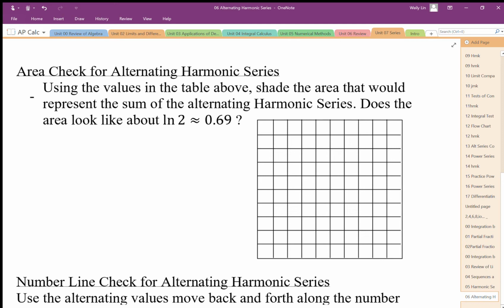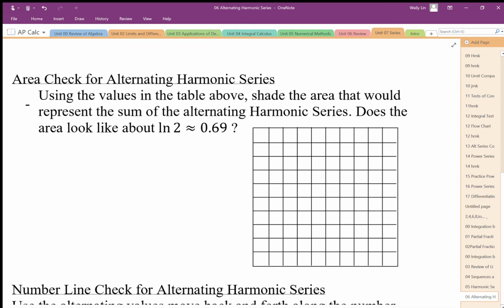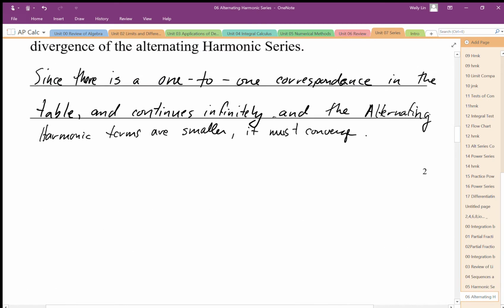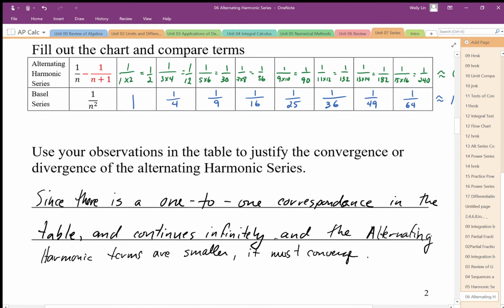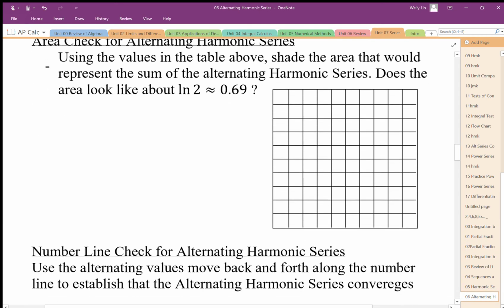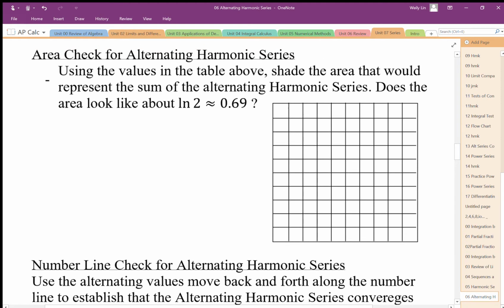So if we take a look at the tables, we can start shading the areas that we have. The area that we started with in our table was 1/2, 1/12. So we're going to shade 1/2. I take this area here, and I'm going to use a highlighter and shade that all in. Okay, so that was the first sum.